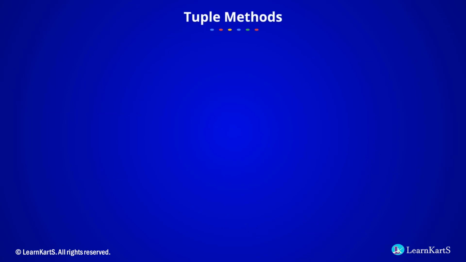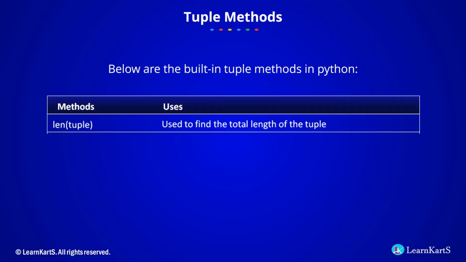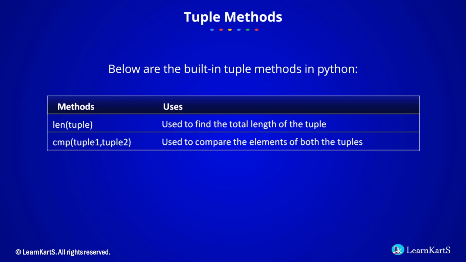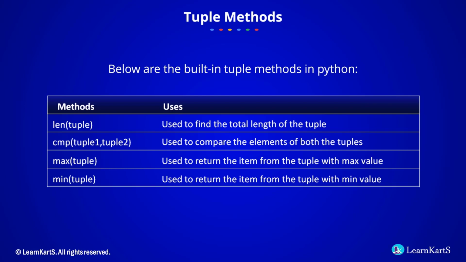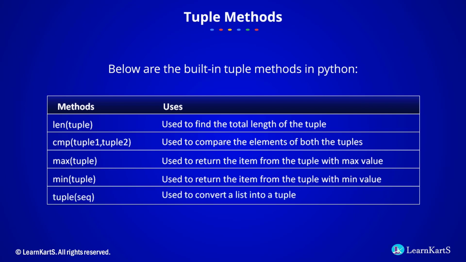Python provides the following built-in tuple methods: len, which is used to find the total length of the tuple; cmp, used to compare the elements of both tuples; max, used to return the item from the tuple with the max value; min, used to return the item from the tuple with the min value; and tuple, used to convert a list into a tuple.